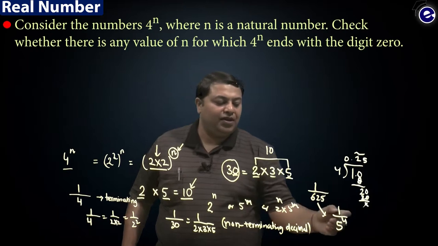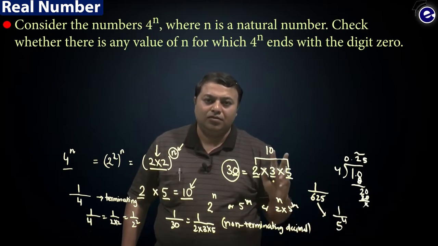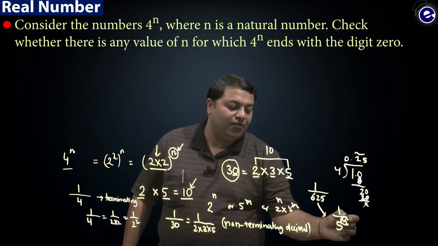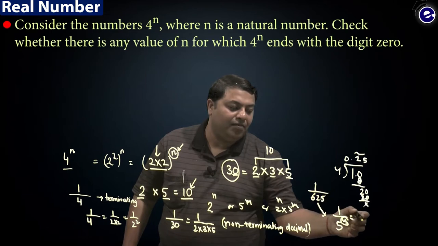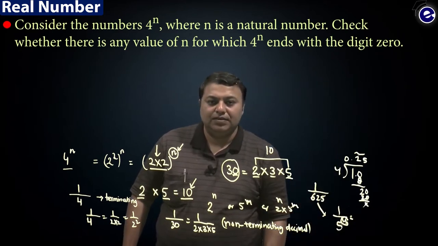Okay, so if it is 5 to the power 4, what is the power of 4? What is the power of 5? Power of 5 is 4. So that means if you write it in decimal form, it will terminate after 4 decimal places, right?